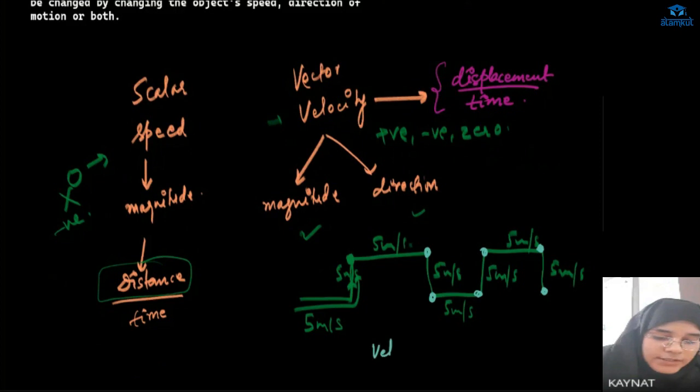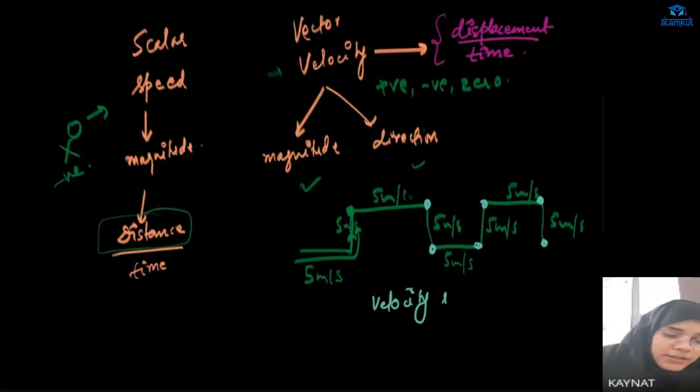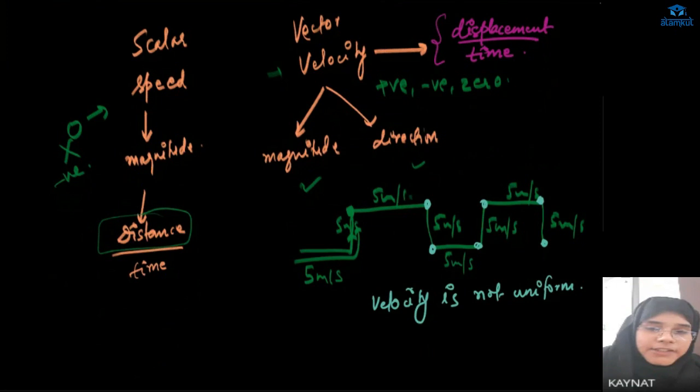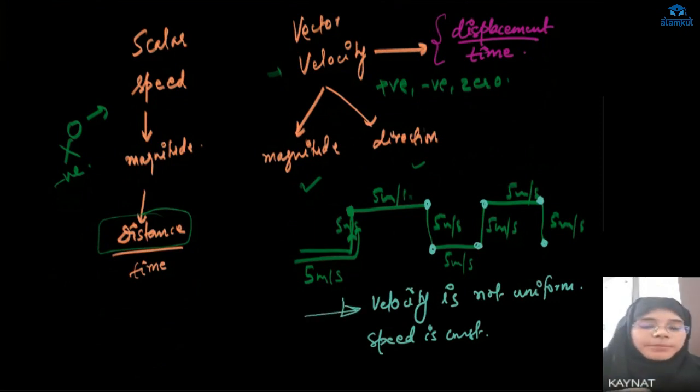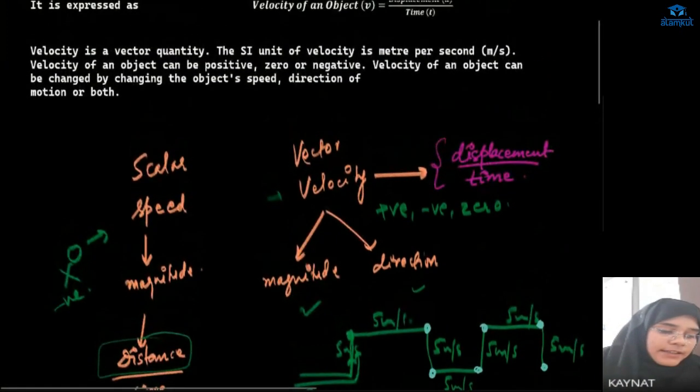That is why velocity is not uniform, because the direction is changing at every point, but the speed is constant. The whole motion will be considered with the velocity, so the uniformity of the motion will be destroyed here, and we'll say that the motion is non-uniform. So that is the story of velocity.